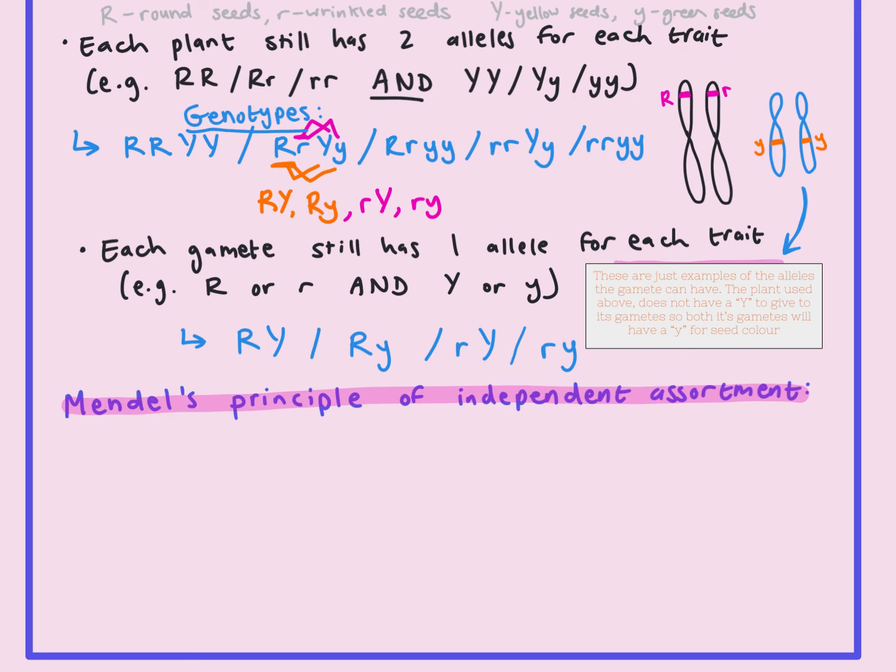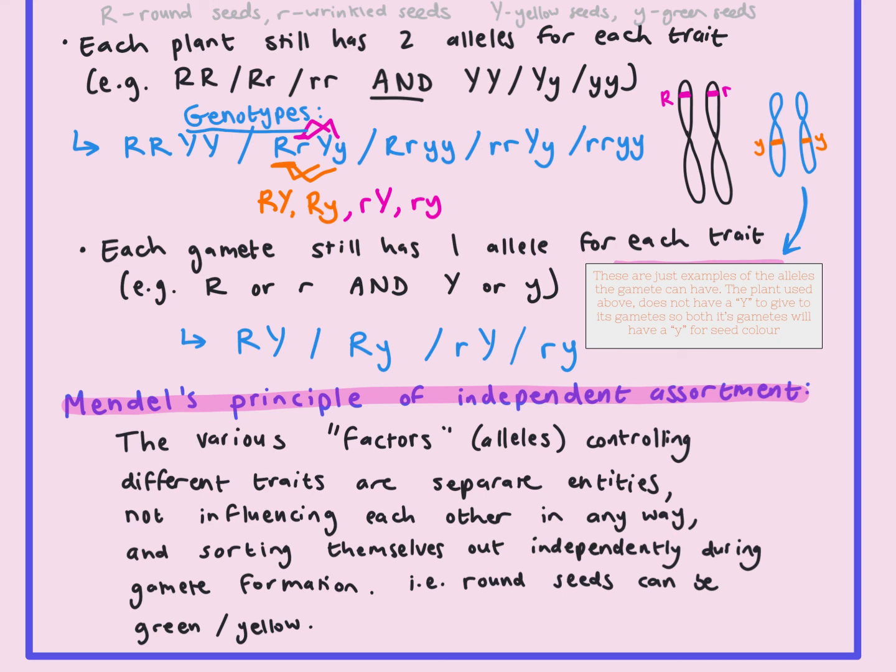So what this states, and it's a difficult one to state, but we look at the fact that the various factors, now we call them alleles, controlling the different traits are separate entities. They do not influence each other. So the alleles for shape of the seed do not influence the alleles for color of the seed. So that means they sort themselves out independently during gamete formation. So you can have a big R going with a small y, or a small r going with a small y. If we look at this example here, there's so many combinations of gametes. Big R with a big Y, big R with a small y, small r with a big Y, and small r with a small y. It is completely random how these gametes form.